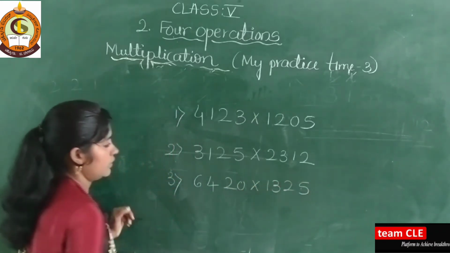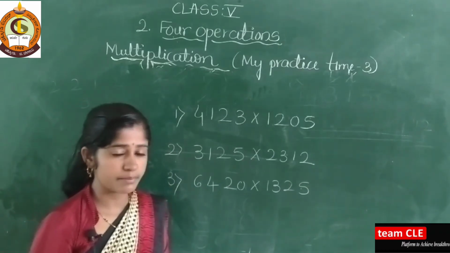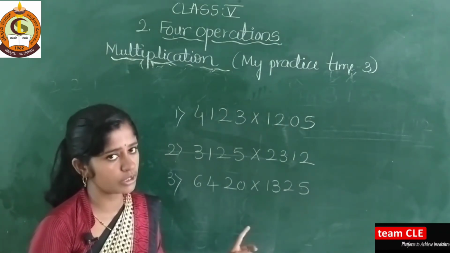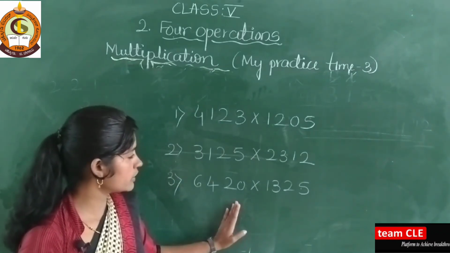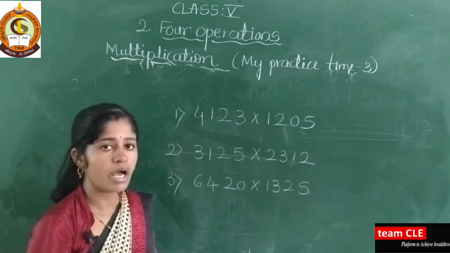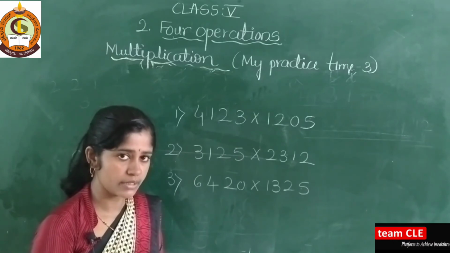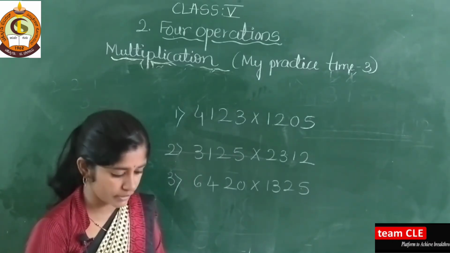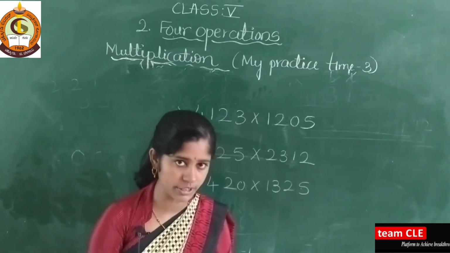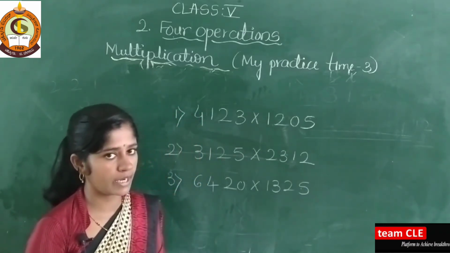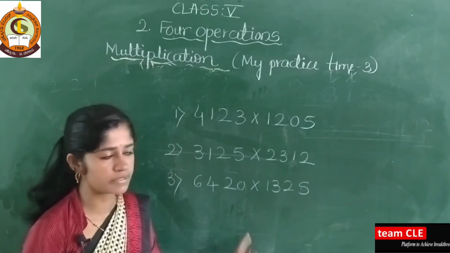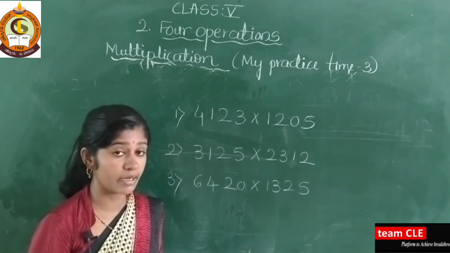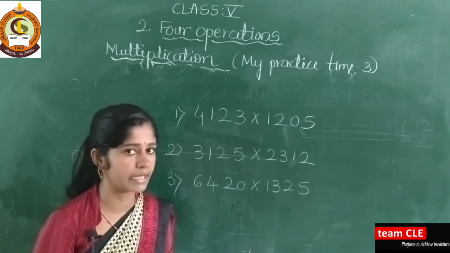See here, while solving these examples, multiply the numbers correctly and add the carry also correctly. Okay, so solve these 3 examples and send them to my personal number. Why? Because this kind of example is not there in your My Practice Time. 2 were there, which I have already solved. So solve these 3 examples neatly and multiply correctly. For this you need to know the tables also.